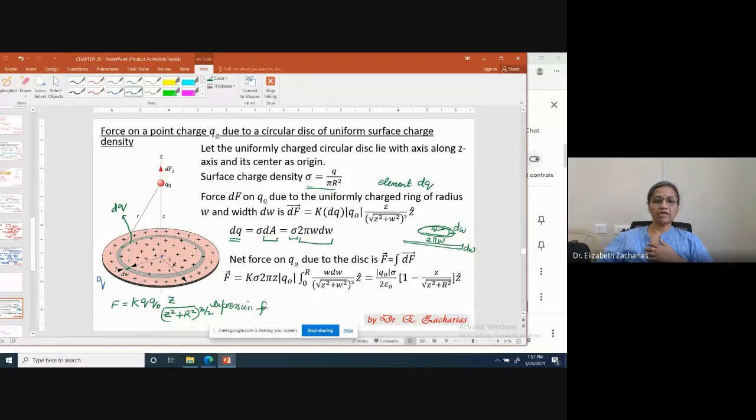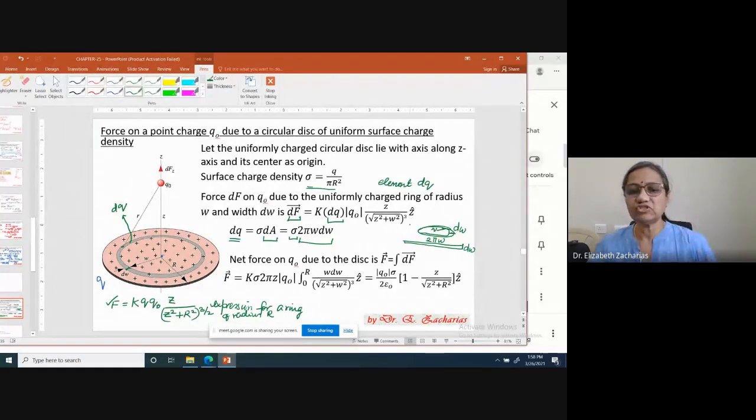This is the expression for a ring of radius capital R. What I'm going to do is use the same result, but now the total ring has become a charge element for me. So instead of F, I will write dF. Similarly, instead of Q, I will write dQ, and instead of R, I will write w.